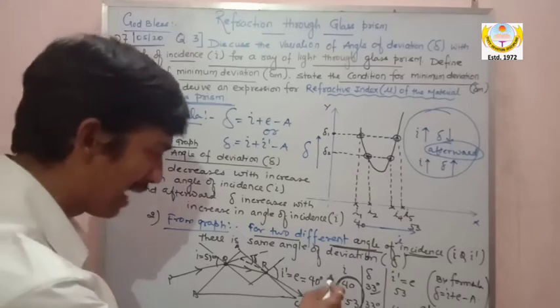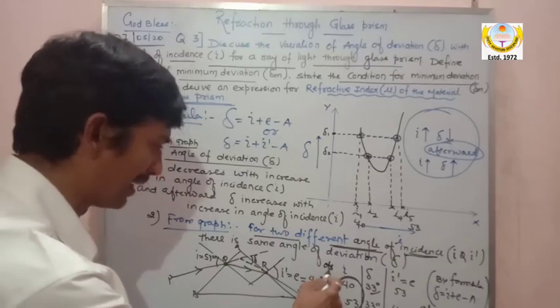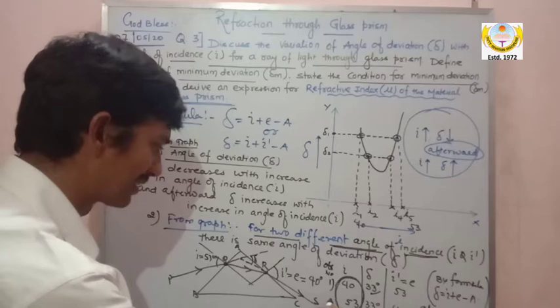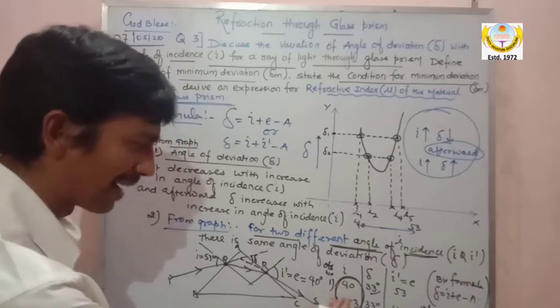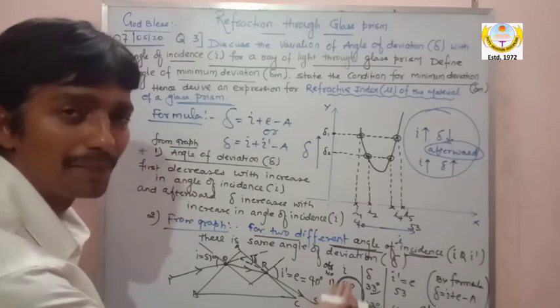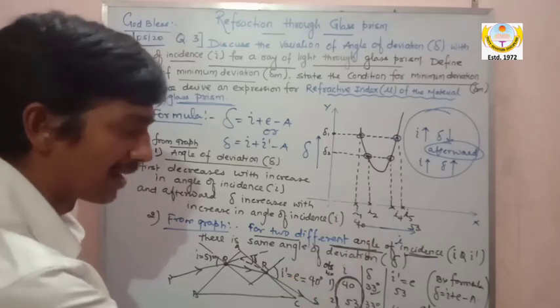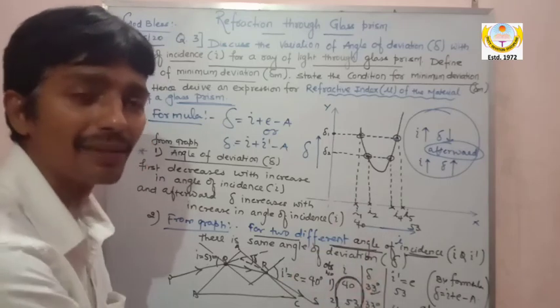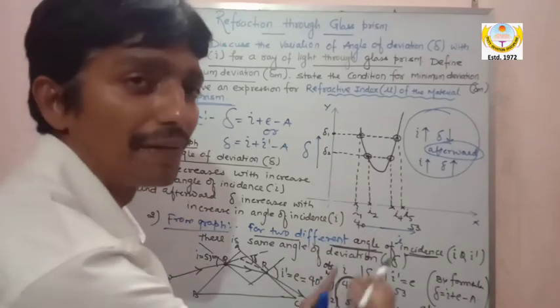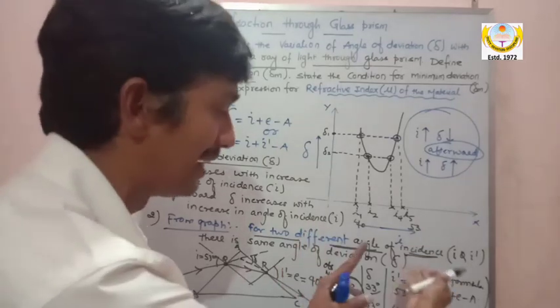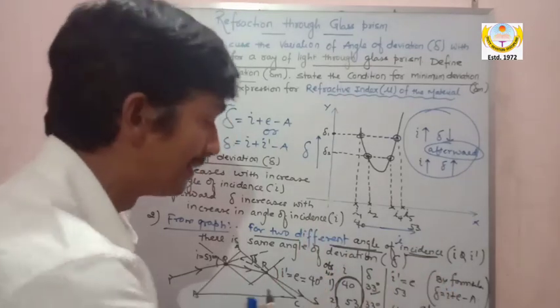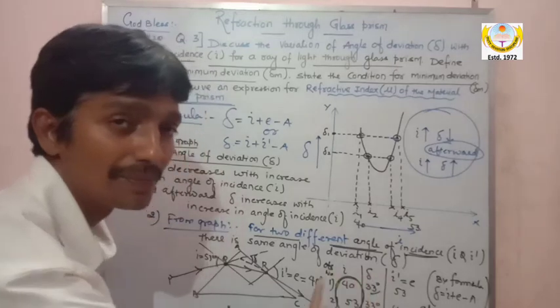Here in my example you can see the observation numbers, my dear. This is 1 and this is 2. These are two different angles of incidence, and I prove that the angle of deviation is the same. Why is this happening, sir? The angle of incidence and angle of emergence, that is I and I dash, are interchanging their values.